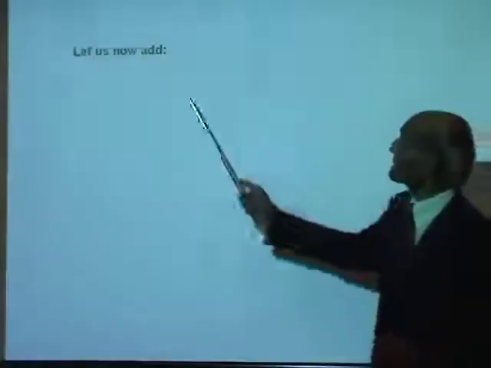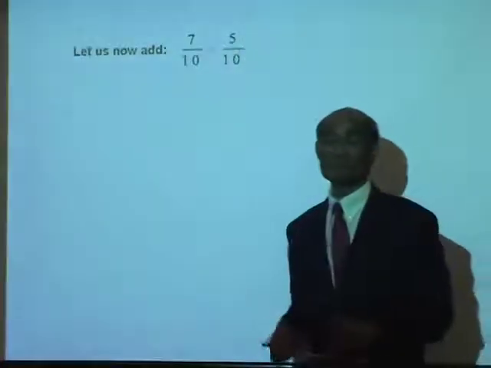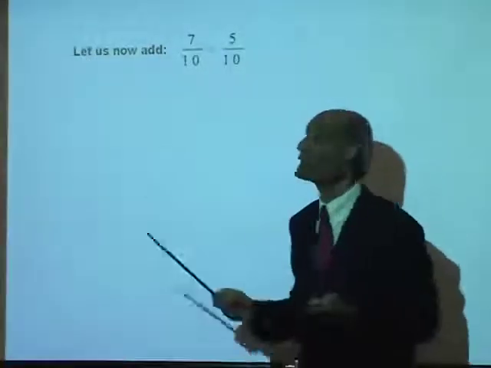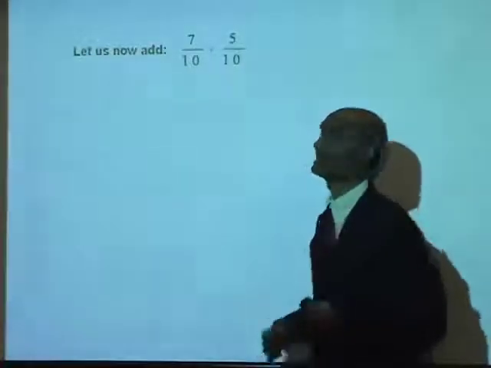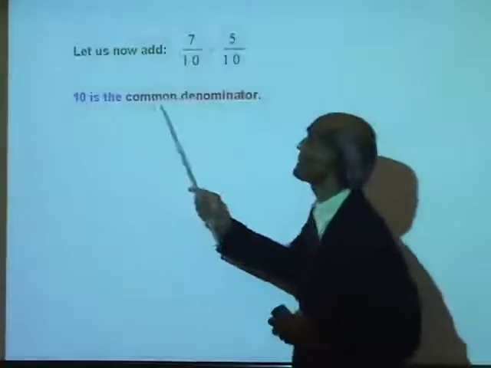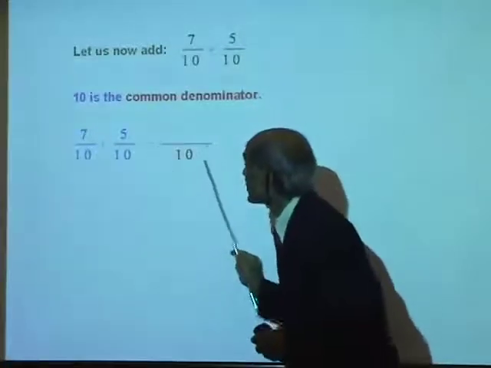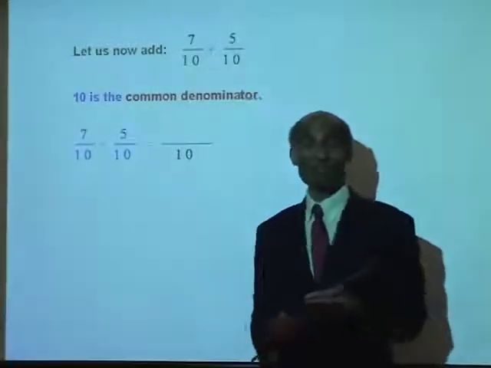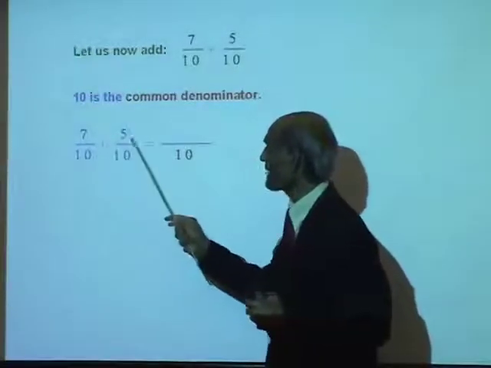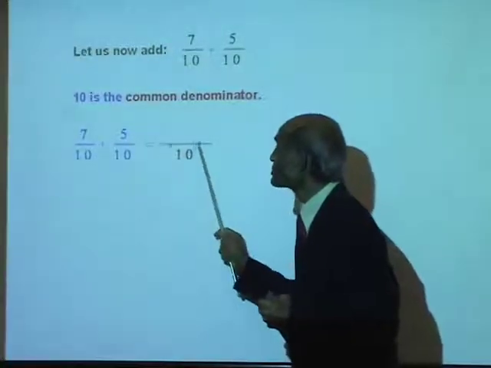Okay. Let's now add 7 over 10 plus 5 over 10. Alright, the first thing to do is, what is the common denominator? Well, both have denominator 10, so 10 itself is the common denominator. So, in adding this, we first write that common denominator. This is the method I want you to practice for every problem. So, 7 over 10 plus 5 over 10 equal to. Write that common denominator with that division sign.